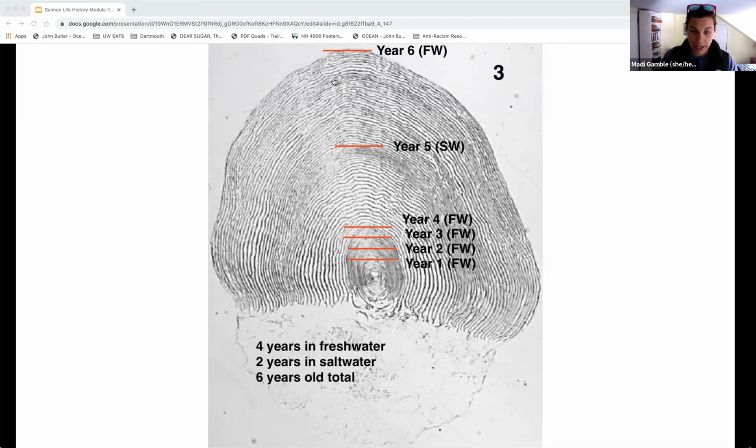Here is what I had for scale number 3. To me, it looks like this fish lived for 4 years in freshwater before migrating to the ocean, and then lived for just 2 years in saltwater. So it was also a 6-year-old fish, but lived for many more of its 6 years in freshwater than in saltwater, compared with the last fish that we saw.